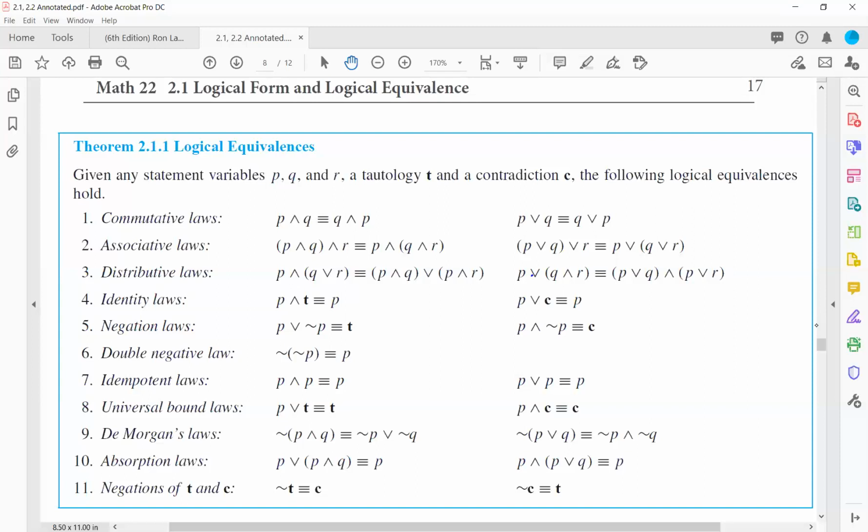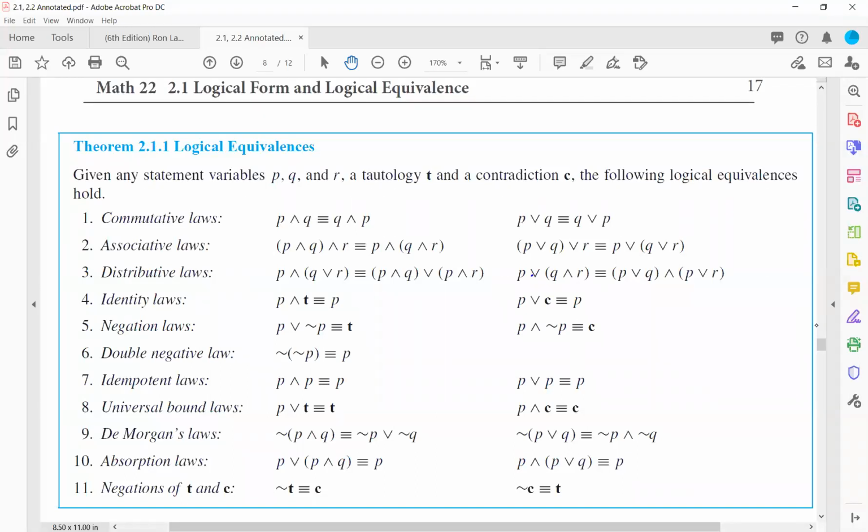Number 4, identity laws. P and tautology is the same as P. P or contradiction is the same as P. Number 5, negation laws. P or not P is always a tautology. P and not P is always a contradiction.